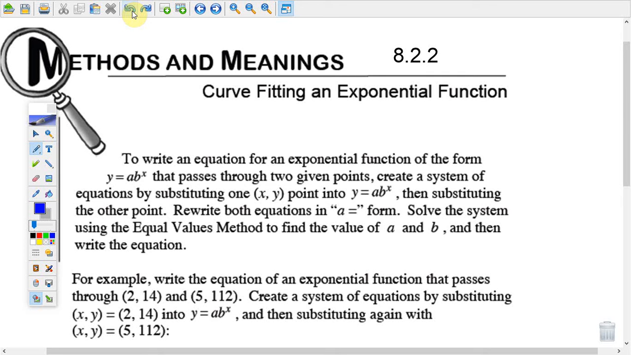This is 8.2.2, curve fitting an exponential function. So we're going to learn to write the equation of an exponential function that passes through some points. Let's do it. To write an equation for an exponential function in the form of y equals ab to the x that passes through two given points, we're going to create a system of equations. We're going to substitute in x and y from both points into two equations, and we're going to solve for the other constants a and b.